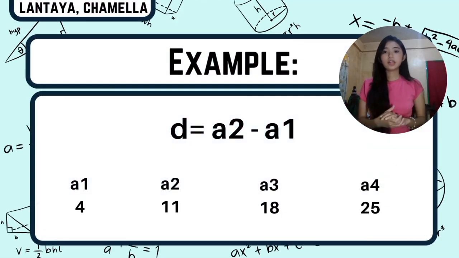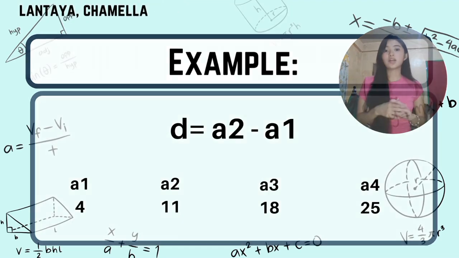Take a look at this number sequence. These numbers have a constant or common difference, which we can get if we follow the formula on the next slide. As you can see on the screen, d equals a2 minus a1 is the formula that we will use to get the common difference. But before that, we should first label the number sequence. A1 is 4, A2 is 11, A3 is 18, and lastly, A4 is 25.